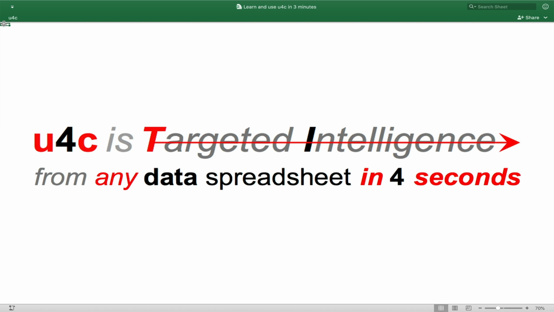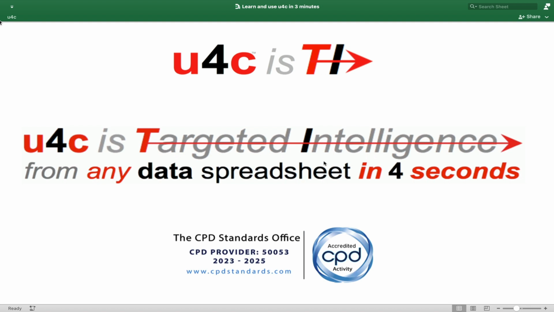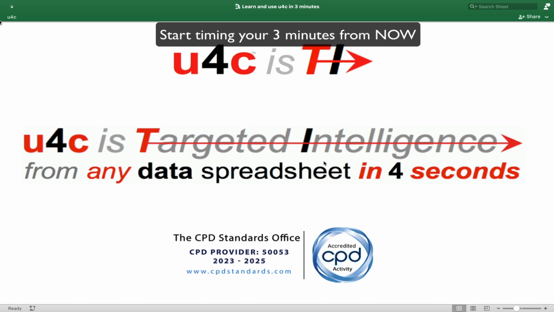But U4C capability is a copyrighted credential available only to U4C members. I hope in this video I can show you why you or your organization should become a U4C member. So what can U4C targeted intelligence do for you personally in your work or your career, or for your company, employer, business, clients, or indeed any organization in the world that uses data spreadsheets or data sets? You can judge this for yourself in the next 3 minutes, and then consider becoming a U4C member, either as a person or as an organization. Start timing your 3 minutes from now.